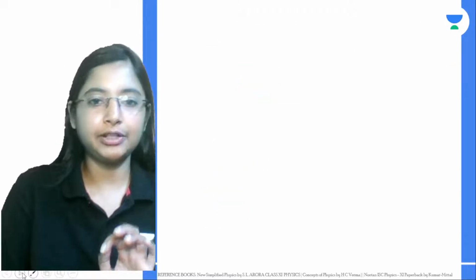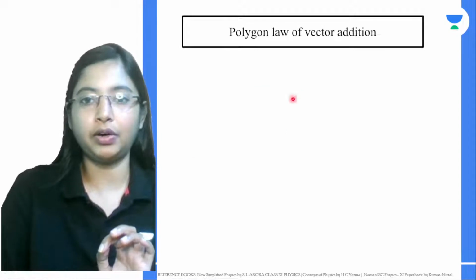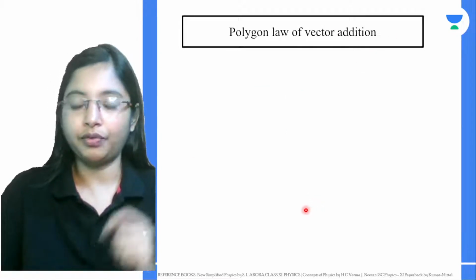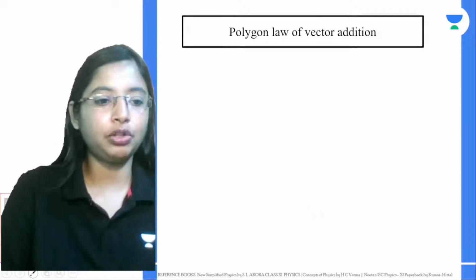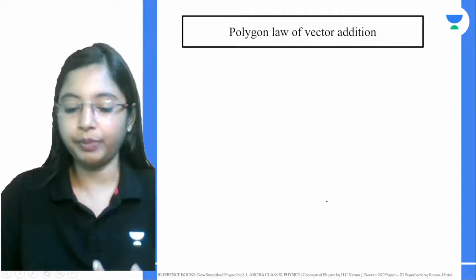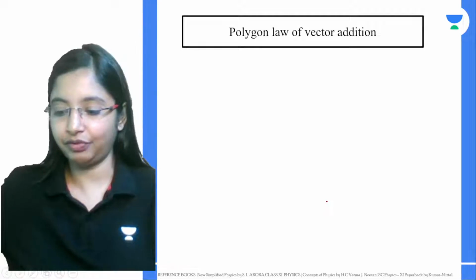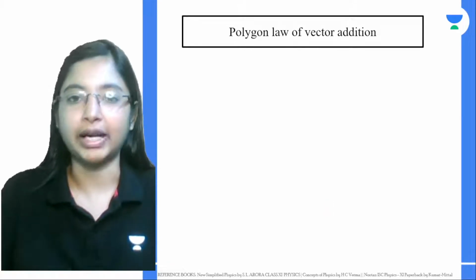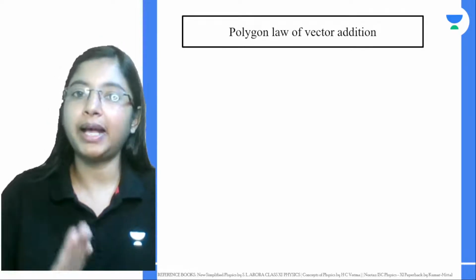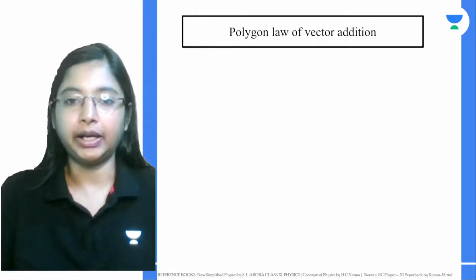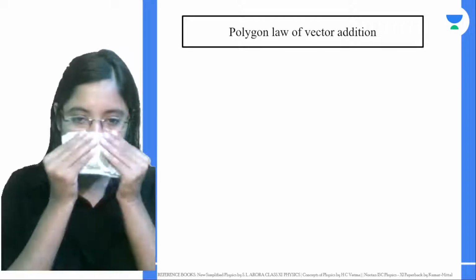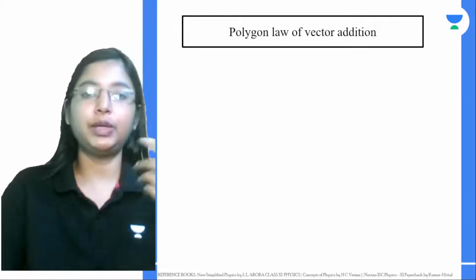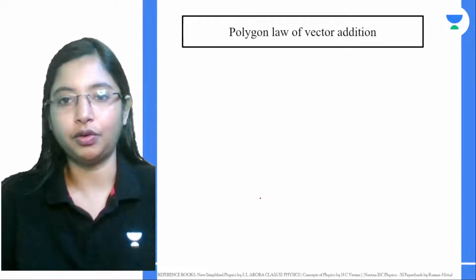Now, the next one is the polygonal law of vector addition. In the polygonal law of vector addition, let's see if you want to add more than two vectors, because you may not just have a condition where you're adding two vectors. There is a possibility you might be adding more than two vectors. Excuse me just a second. So in such a case, we can make use of the polygonal law of vector addition.